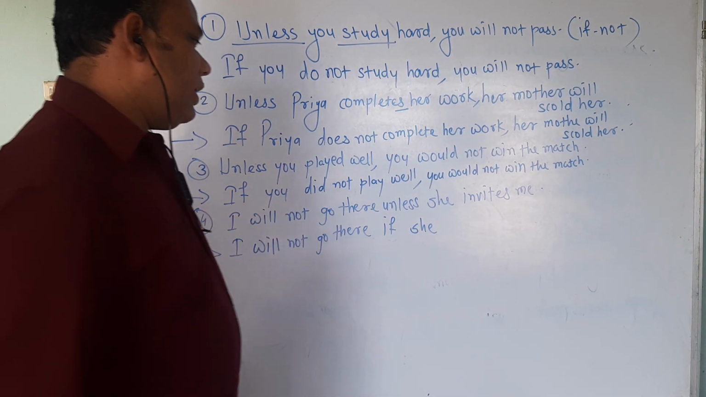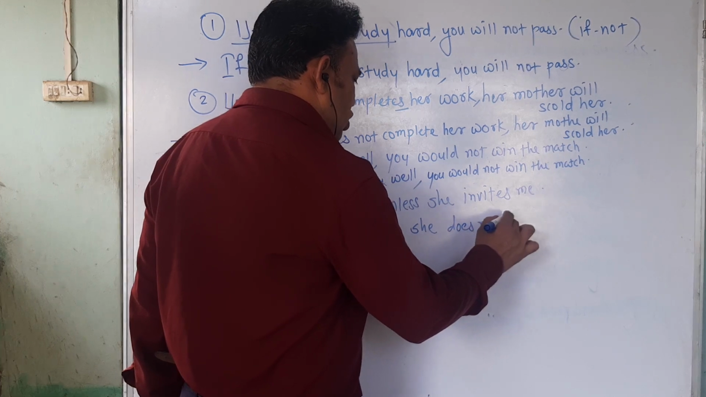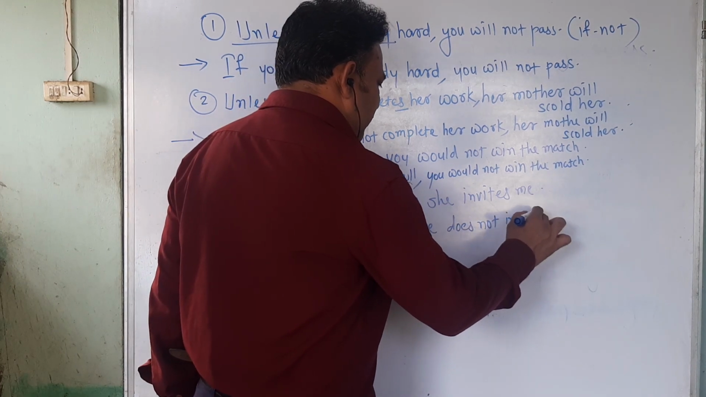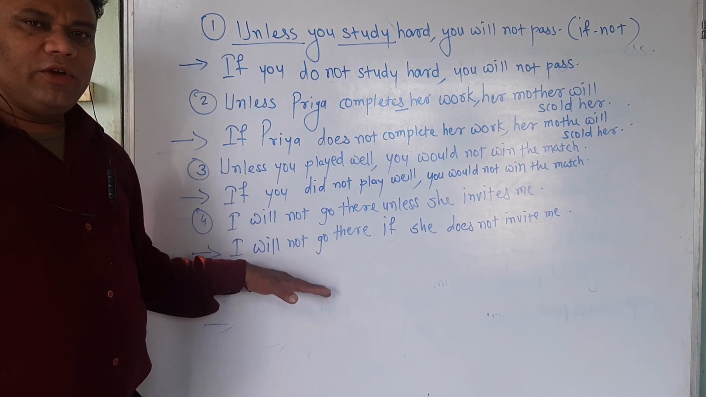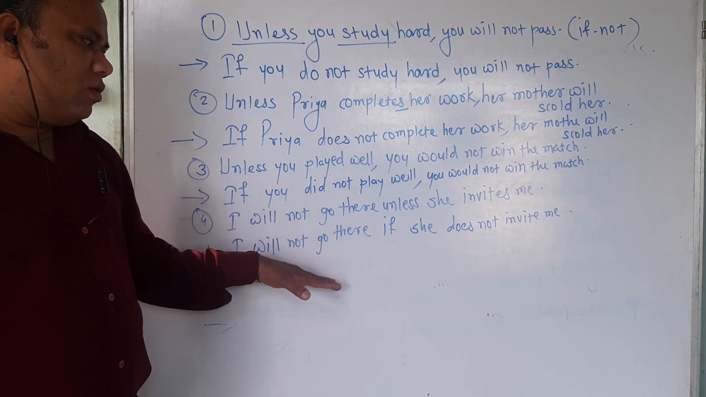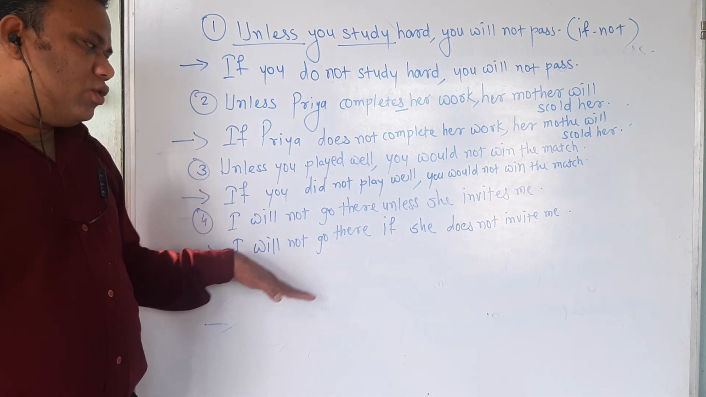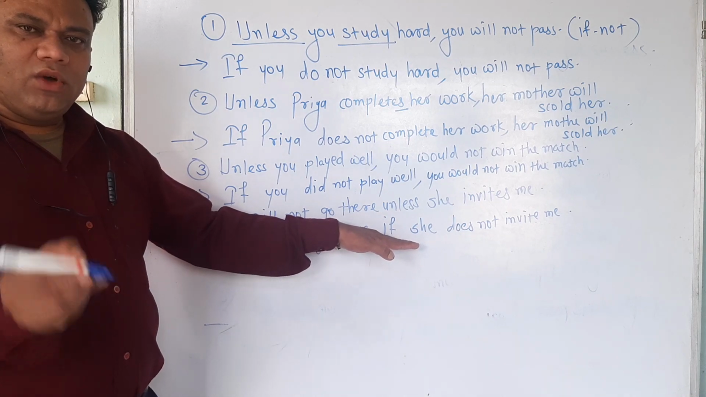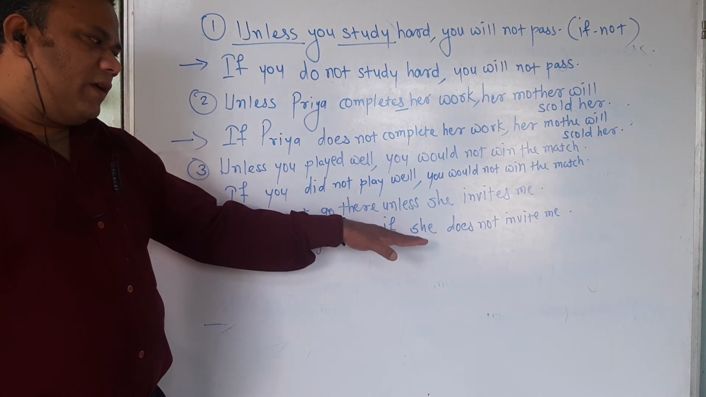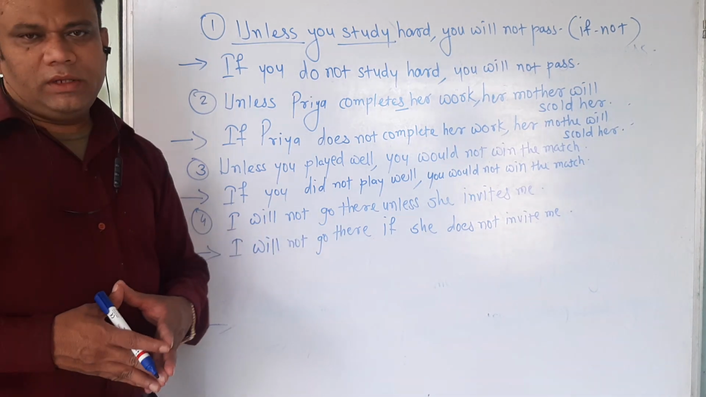I will not go there if she does not invite me. The same answer you can write in this way also. If she does not invite me, but if you use if in the beginning, then after one clause you have to give a comma. If she does not invite me, comma, I will not go there.